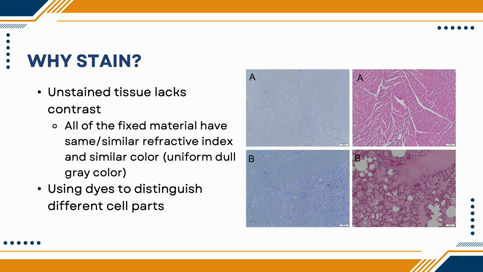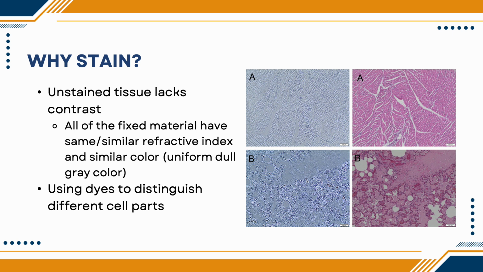So, why should we stain? Because simply, unstained tissue lacks contrast. All of the fixed material have the same or similar refractive index and similar color. So you would see a uniform dull, gray, or even brown color. As you can see here, ito yung itsura ng unstained tissue.